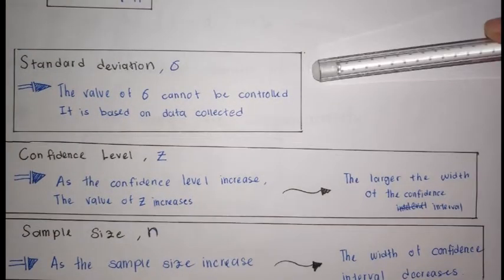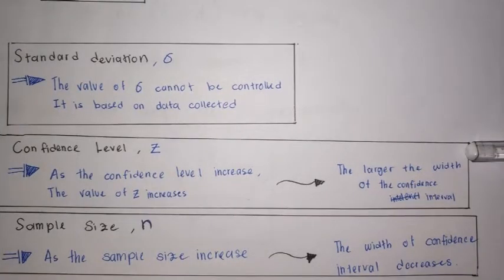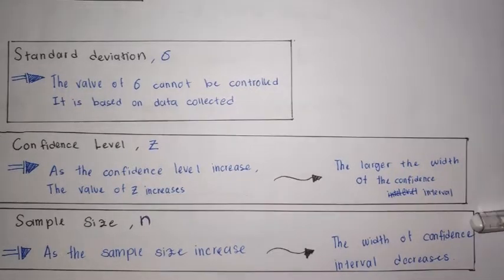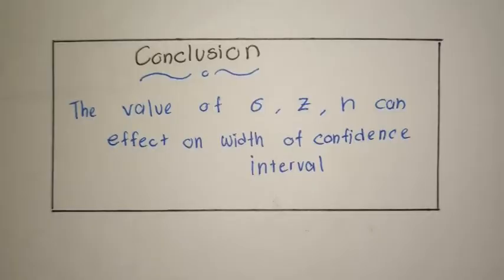Standard deviation. The value of standard deviation cannot be controlled. It is based on the data collected. The second is confidence level. As the confidence level increases, the value of Z increases, and the width of the confidence interval becomes larger. And the last one is sample size. As the sample size increases, the width of the confidence interval decreases. As for the conclusion, the value of standard deviation, confidence level, and sample size can affect the width of the confidence interval.